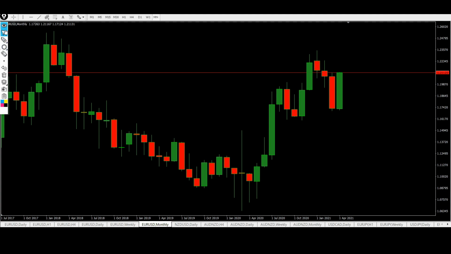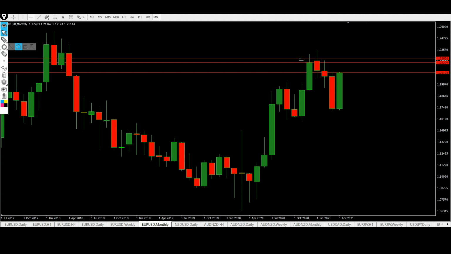Found a gap right here. So let's add a horizontal line right here. So we want to place the horizontal line at the open and closes. Okay, so we'll put one right here at the close on this candle right here. Then we'll set another line at the open of the next candle, which is right here.